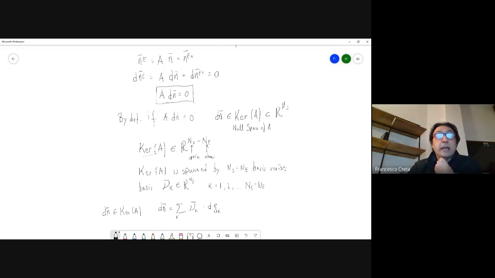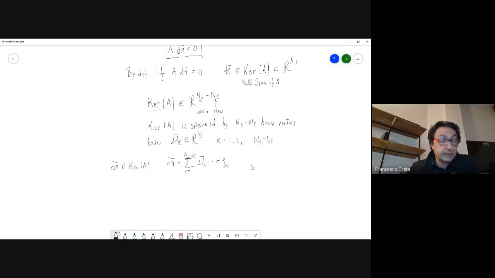Obviously this is an infinitesimal, so we're just going to write the component like this. Now, where does k go to? From 1 clearly to N_s minus N_e, because that's the number of basis vectors that you have. If you integrate this, what you have is n minus n0, the current composition minus the initial composition, equal to simply the sum of n_k times psi minus psi 0. Usually this psi 0, if this is clearly the progress variable, is 0, but it doesn't really matter. So essentially your composition can be expressed as the initial composition plus a linear combination of the basis vectors of the kernel of A.